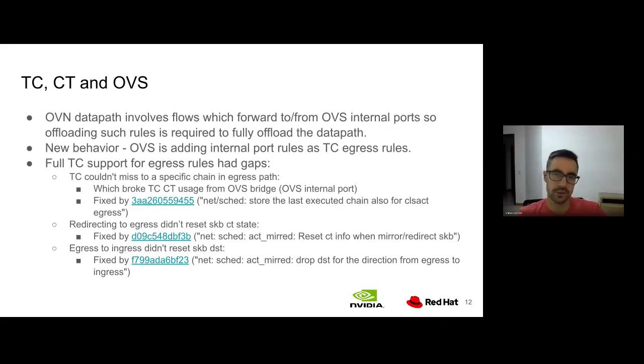OVS supported this since day 0 when using TC and CT, but only when using the ingress qdisc. The flooding of internal ports wasn't an initial plan for CT. It was developed upstream by another vendor, Netronome. And in the end, it turns out that it became a gap for OVN because OVN uses CT on internal ports as well. And for the egress on these ports, it wasn't restoring the chain ID.